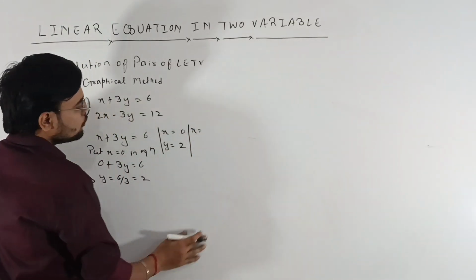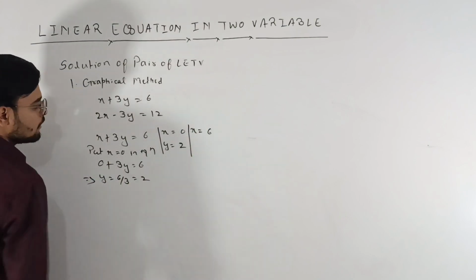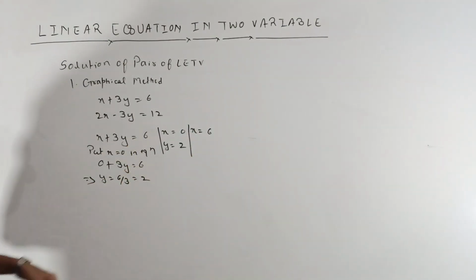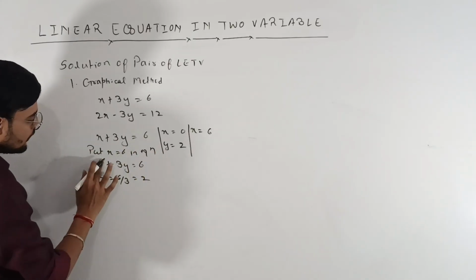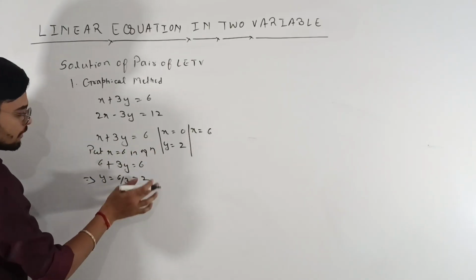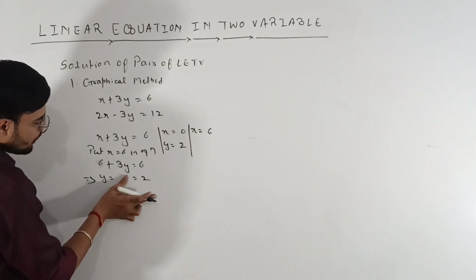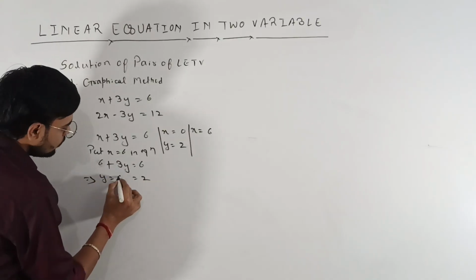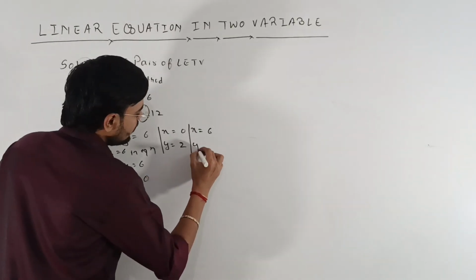Now I again assume x is equal to 6. Then I put here x is equal to 6 in this equation. Then this equation becomes 6 plus 3y is equal to 6. Then y becomes 6 minus 6, which is 0, upon 3. Then y is equal to 0.